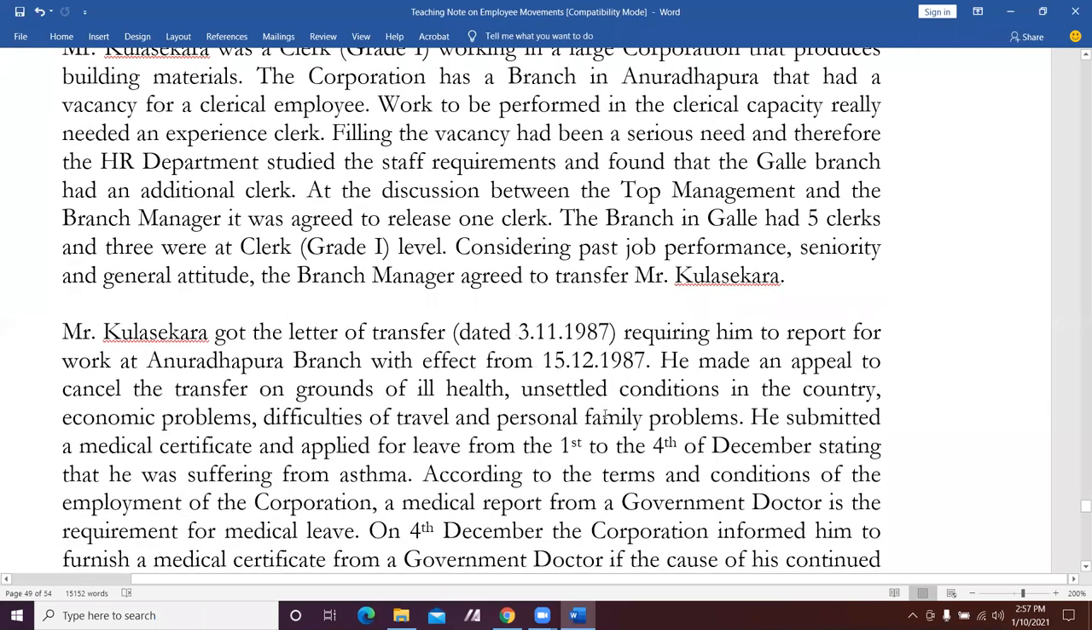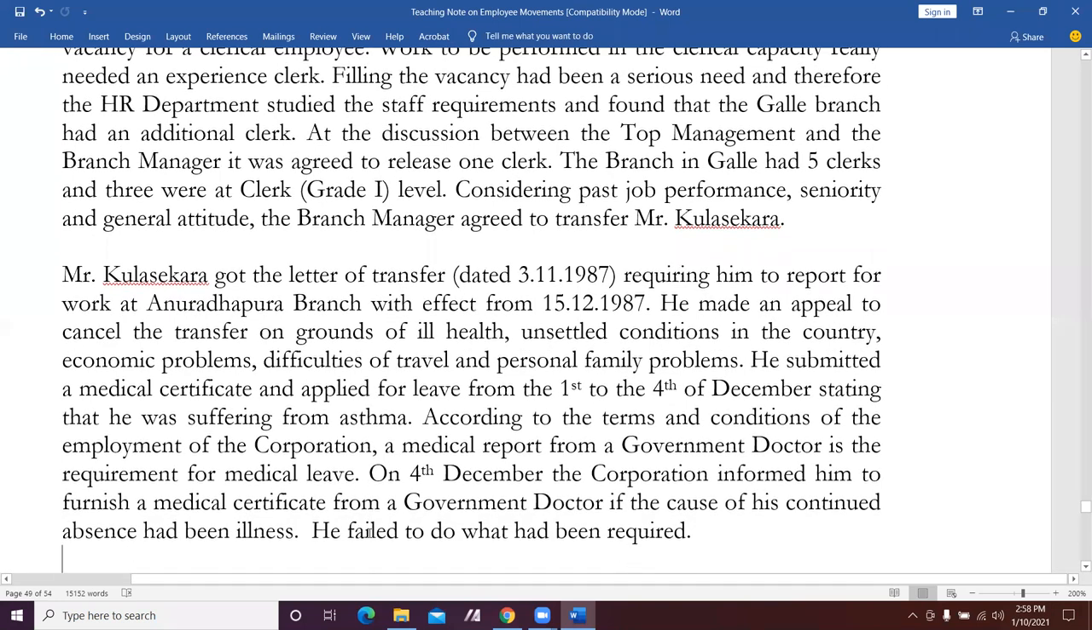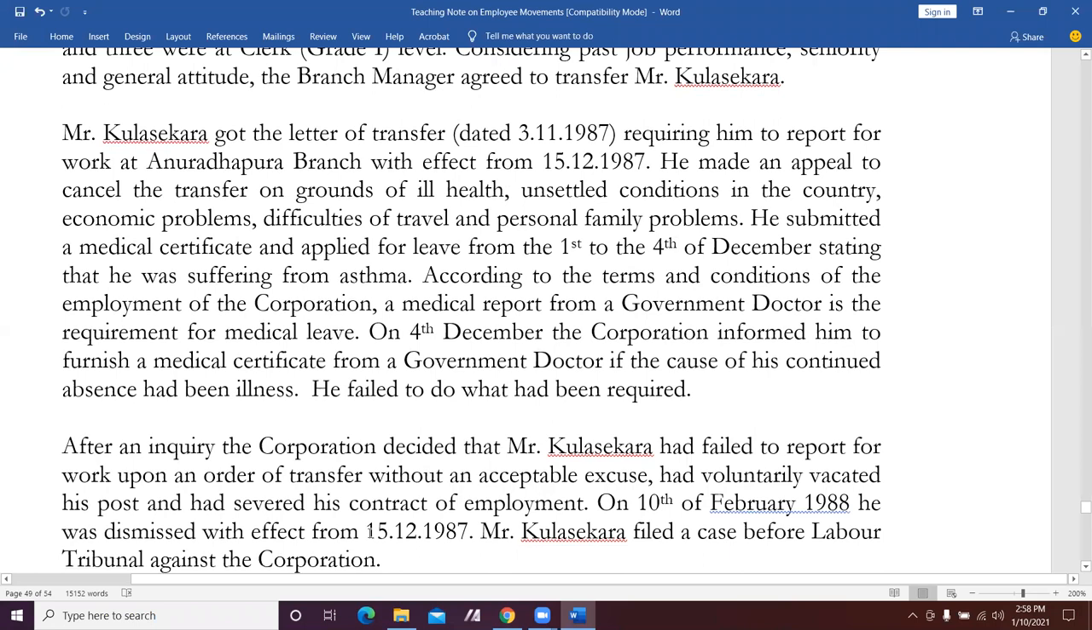Then Kulasekara got the letter of transfer, requiring him to report for work at the Anuradhapura branch with effect from a certain date. He made an appeal to cancel the transfer on grounds of ill health, unsettled conditions in the country at that time, economic problems, difficulties of travel and personal family problems. Then he submitted a medical certificate and applied for leave from 1st to 4th December, stating that he was suffering from asthma. According to the terms and conditions of employment of the corporation, a medical report from a government doctor is required for medical aid. On 4th December, the corporation informed him to furnish a medical certificate from a government approved doctor if the cause of his continuous absence was illness. He failed to do what had been required.